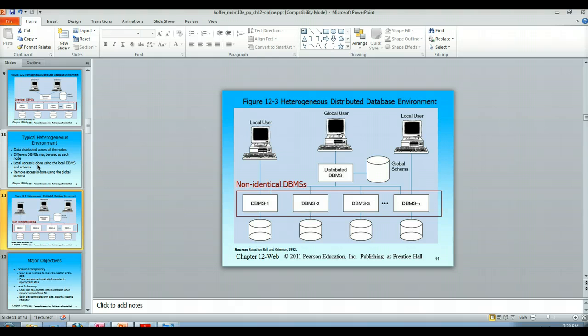So again, the non-identical database management systems are out there. They all synchronize with the global schema. So if you are a global user, you're looking at the global schema. If you're a local user, you're looking at your local database management system. And again, this is just efficiencies and performance across the board.